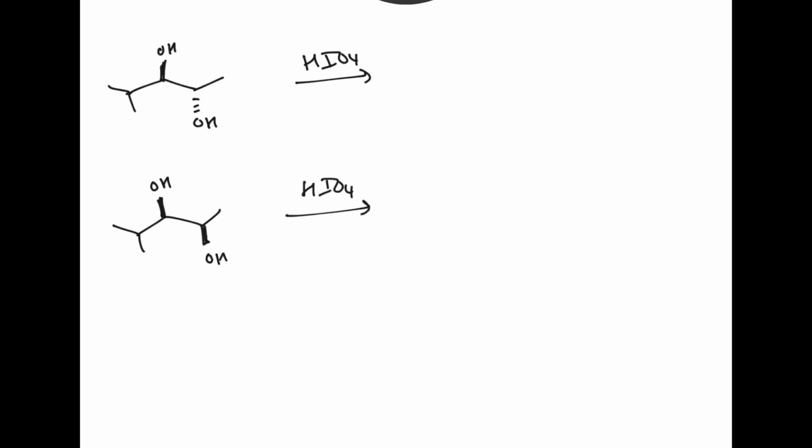In straight chains, stereochemistry doesn't matter. You're just going to do the same thing regardless of stereochemistry. You're going to break that middle bond, oxidize each carbon one time. In rings, though, the stereochemistry matters.